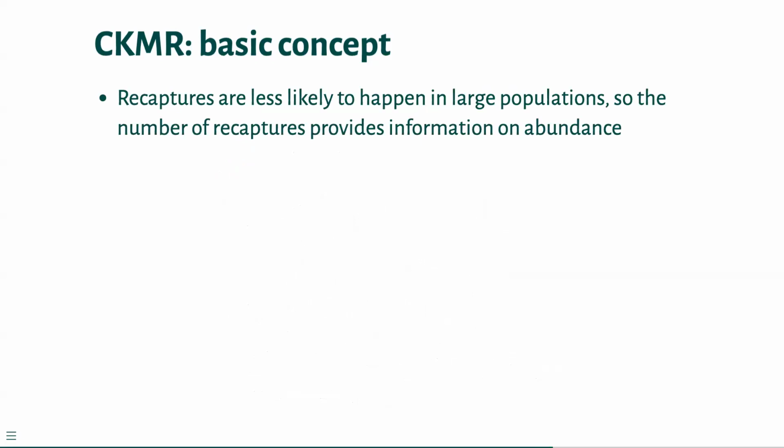Fundamentally, the concept is that recaptures of kin are less likely to happen in large populations. So the number of recaptures of kin provides information about abundance.